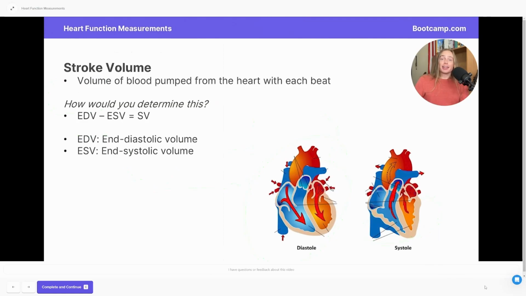Once we have our end diastolic volume and our end systolic volume, we can go ahead and use this equation to calculate our stroke volume. And I like to simplify this equation in thinking about it as the end diastolic volume is the amount of blood in the ventricle before contraction. The end systolic volume is being the amount of blood in the ventricle left over after contraction, and the stroke volume being the amount of blood that was ejected from the heart during ventricular contraction.